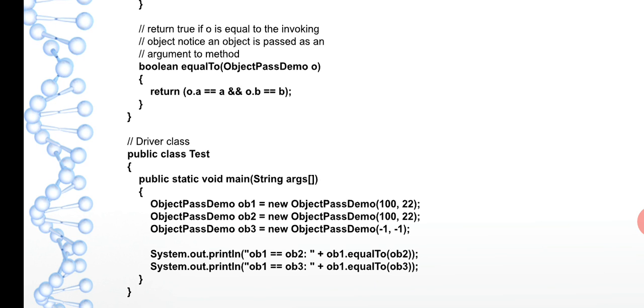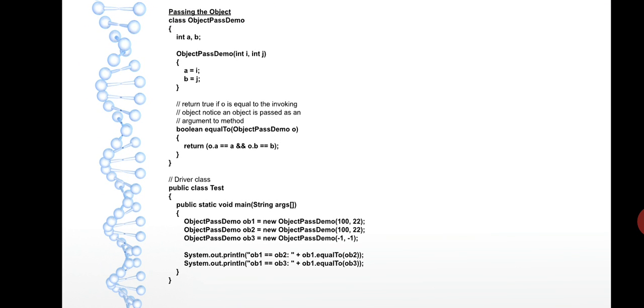So, is 1 equal to 100? No. Is 1 equal to 22? No. So you are getting false, so it will return false itself. So ultimately the output will be OB1 equals OB2 true and OB1 equals OB3 false. You are going to get that particular output.